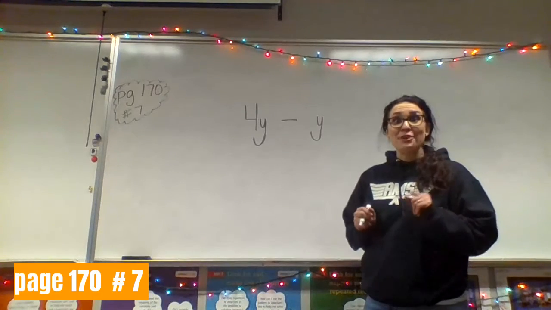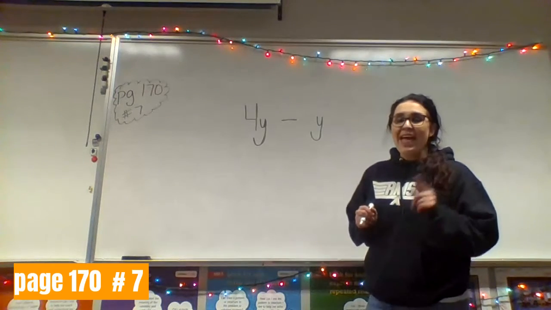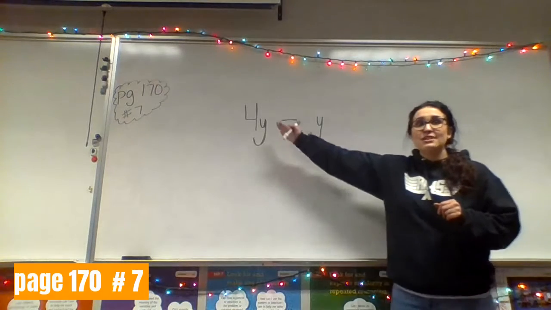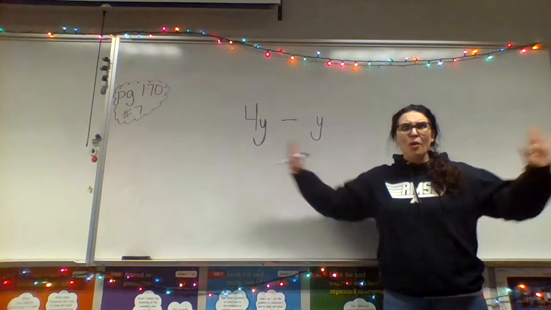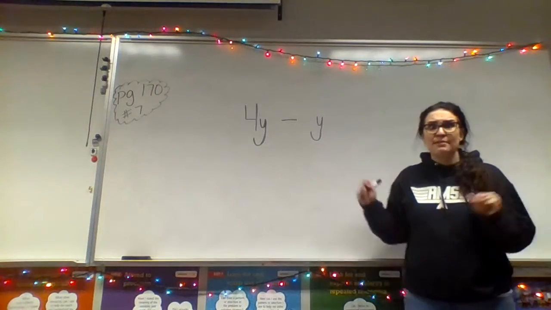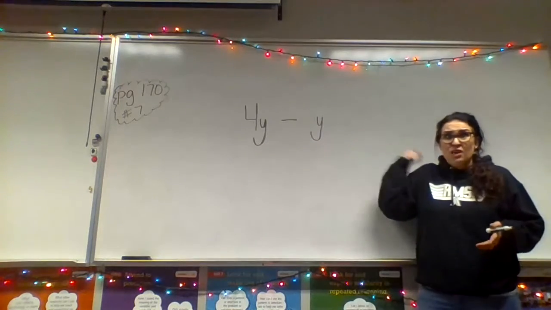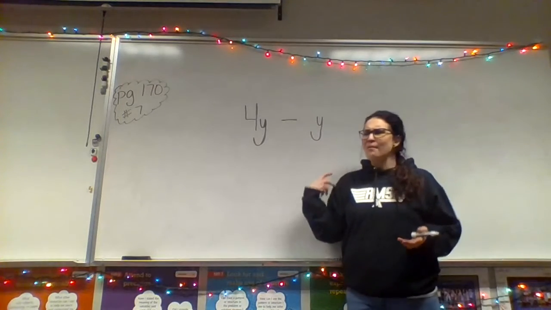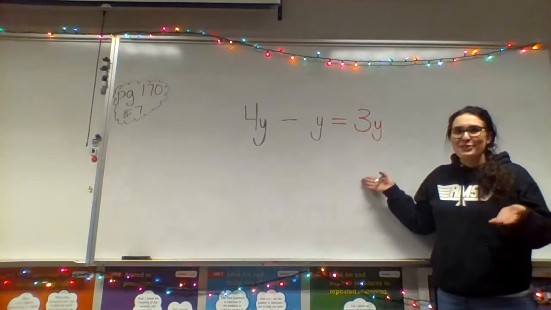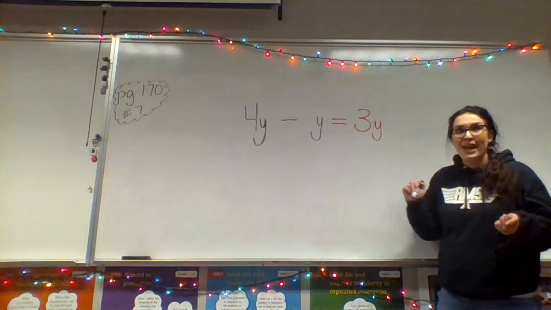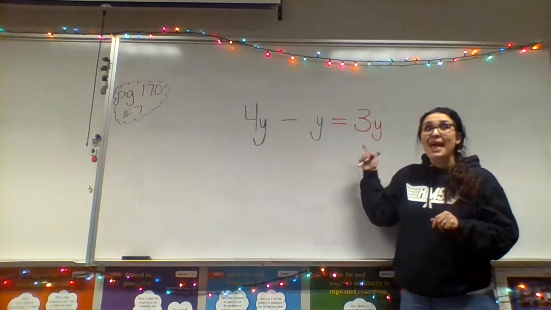All right, my friends, so the first problem that I want to look at together is page 170, number 7. And the expression that it first gives us is 4y minus y, and it's asking us to simplify that. Oh my goodness, super easy peasy lemon squeezy, my friends. Think about it like this. If I have 4 y's, but then I'm taking one of those y's away, well, how many y's do I actually have? So an equivalent expression for this would just be 3y, right? So we learned that 4y minus y is equivalent or the same as 3y.